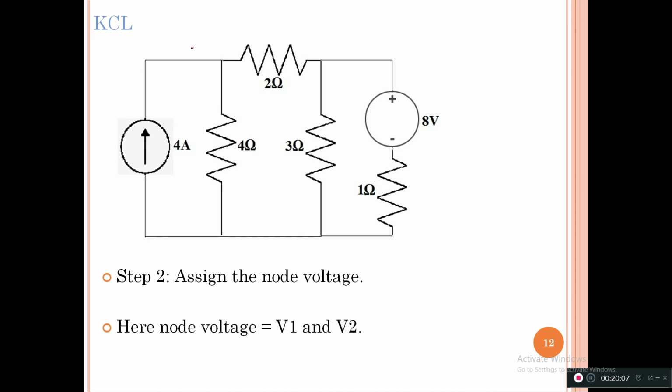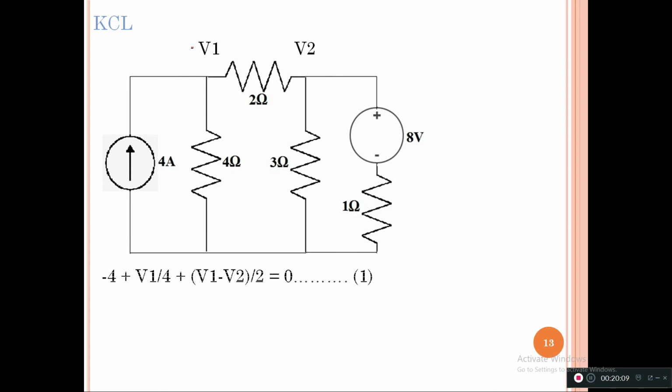So this is my V1 and V2 here. Now after assigning V1 and V2, I have to form the equation for V1 and V2. How can I form the equation? As I already told you, you have to take the direction of incoming current and outgoing current. So here you can see that already it is given in the problem that 4 ampere current is incoming to this particular node, that is V1.